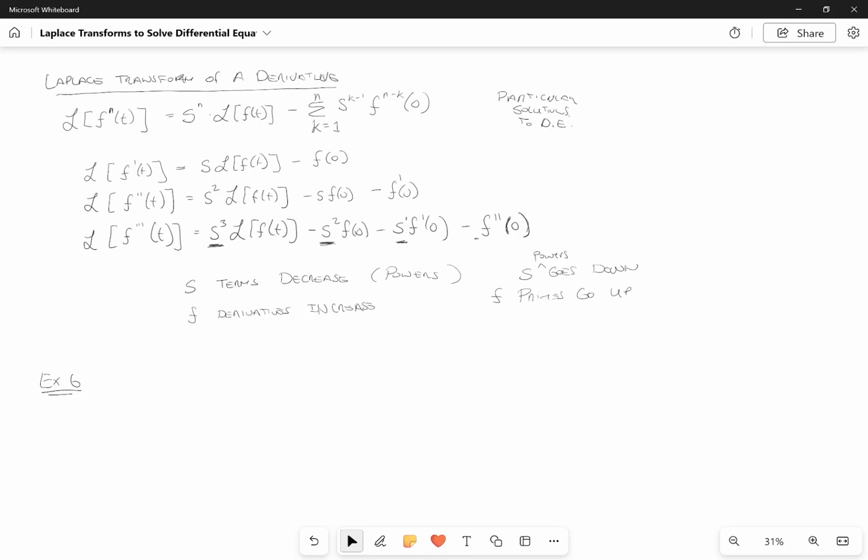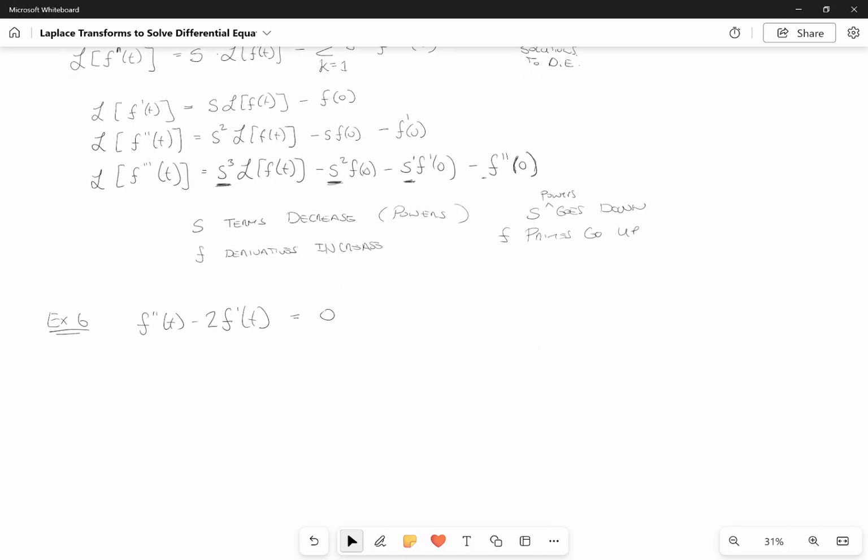Let's say we have a differential equation that looks like this: f double prime at t minus 2 f prime at t equals 0. So we have a second order differential equation, which previously we did not know how to solve. Let's take a look at how we would solve this. In order to solve this using Laplace, we need to take the Laplace transform of both sides. Whatever we do to the left-hand side of the equation, we have to do to the right. So first off, we take the Laplace transform of everything.